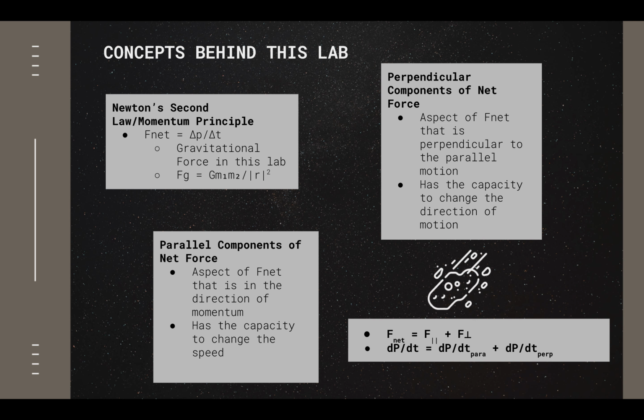The perpendicular component of the net force is the component that is perpendicular to the parallel motion, or the general motion of the object, and it has the capacity to change the direction of motion. On the other hand, the parallel component of the net force is a component that points in the direction of momentum and has the capacity to change the speed of the motion of the object.